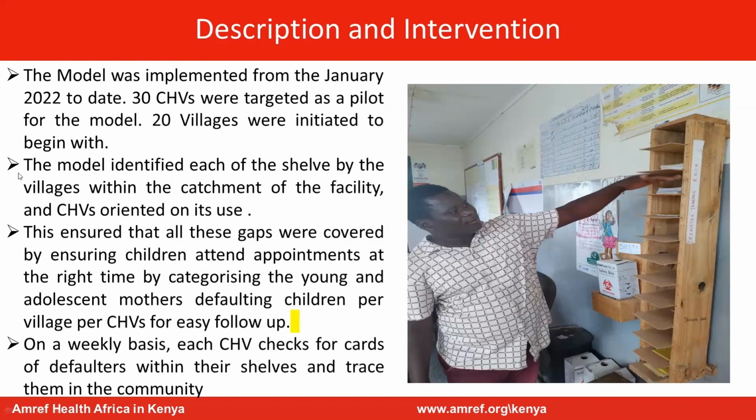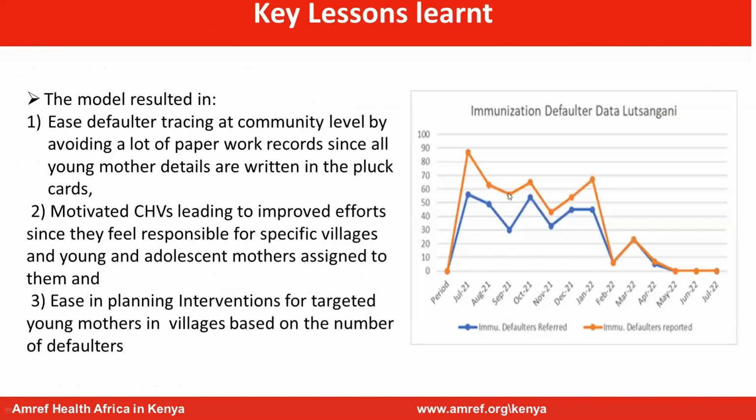Next slide. The model resulted in a big decrease in immunization defaulters, as you can see per the graph. It was also an easy tracing method which avoided a lot of paperwork, because now the CHVs know who to target. They had different categories of people, but the teenage mothers and adolescents were among the priority targets. It also motivated the CHVs to feel responsible for a specific village.